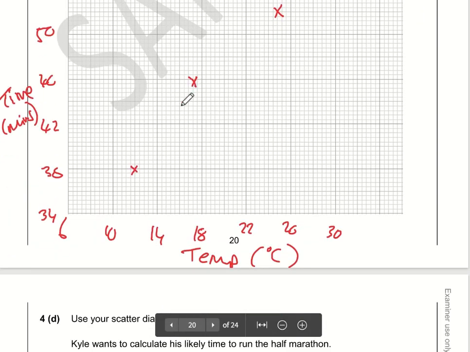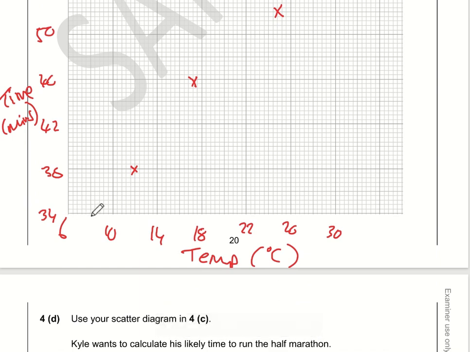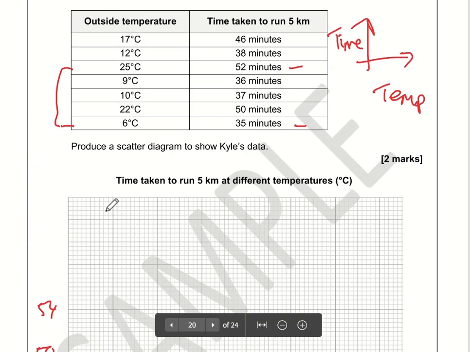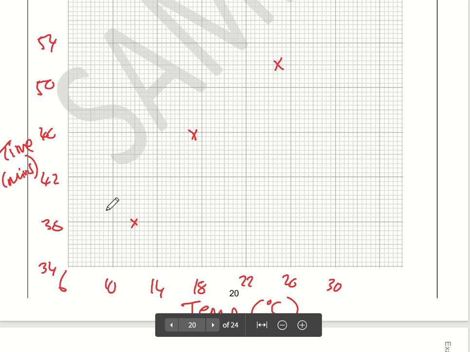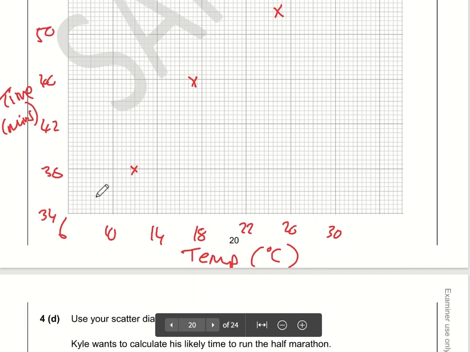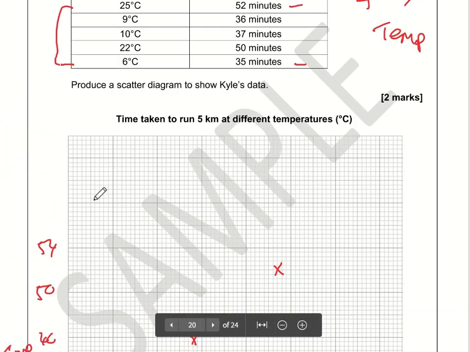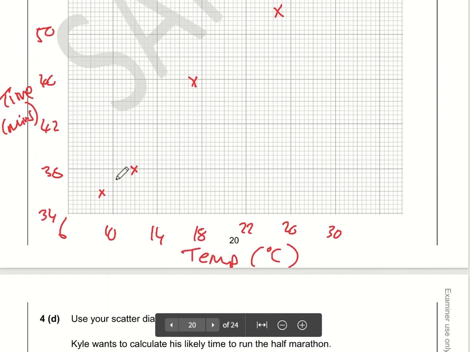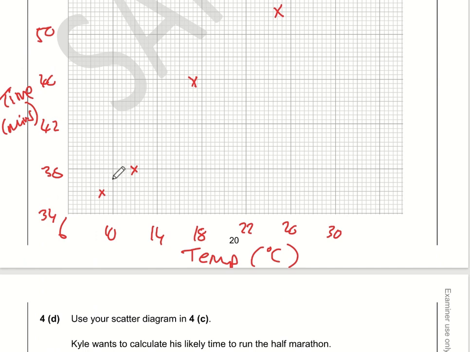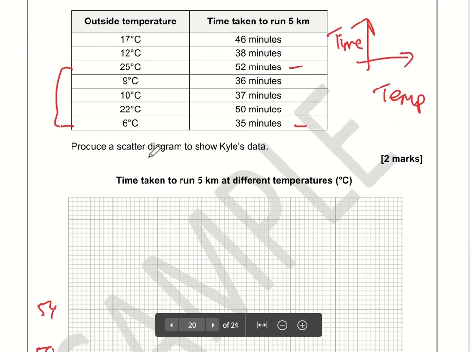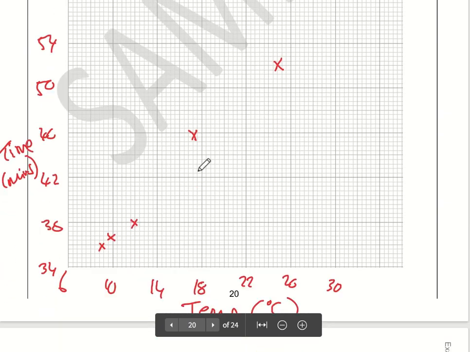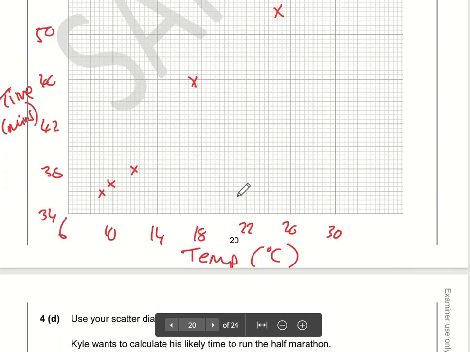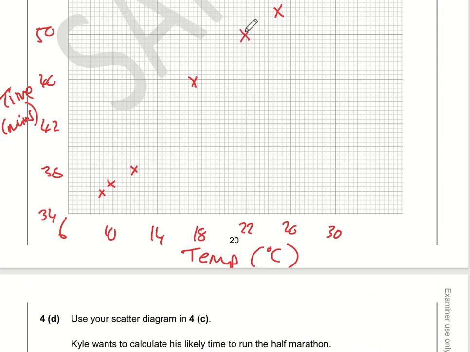9, 36, 6, 8, 9, I've already forgotten what the other value was, 9, 36, so there. 10, 37, so there's 10, 37 will be here. Oops, a little bit low, that one, never mind. 22, 50, this one's actually one of the easy ones to plot, right on that corner there.